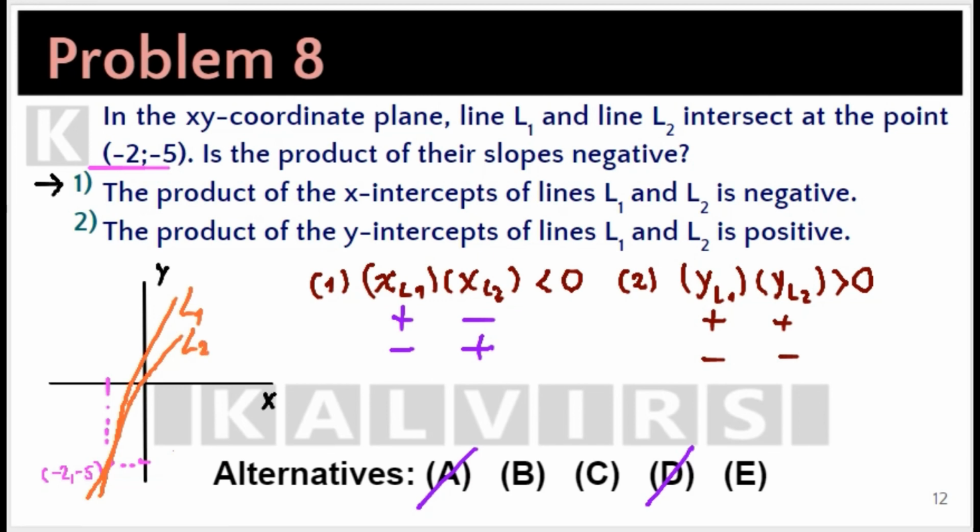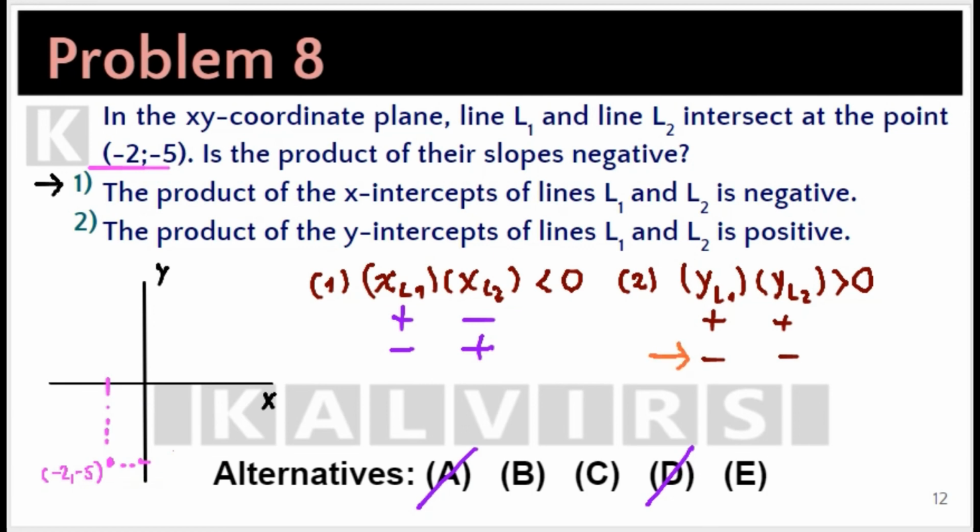It can be a case that there are two lines with positive slopes that intersect at points -2 and -5, and in that case the product of their slopes should be positive.